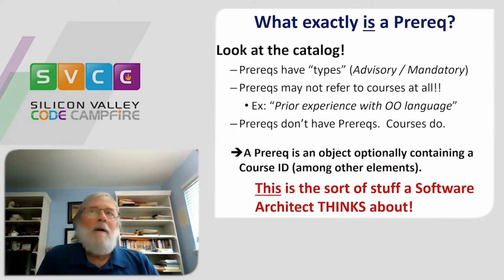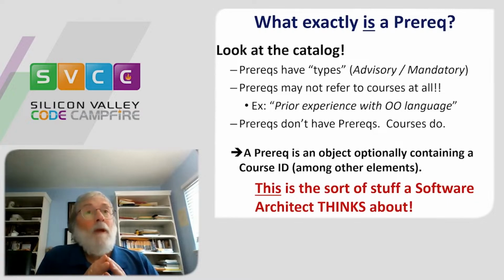Look at the catalog of a typical college. Prereqs have types. They're advisory or they're mandatory. They may be totally independent of other courses. An example would be for CIS 2, prior experience with an object-oriented language. That's not a course prerequisite. It's just a prerequisite for a course.